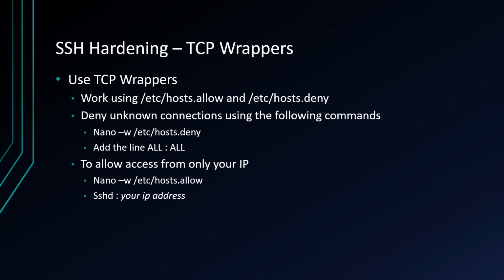And if you want to only allow, for instance, your own IP, we can use the same nano command and go into the host.allow file using nano -w /etc/host.allow. And then in that file, you'll add the line sshd : and then whatever your IP address is that you want to allow for SSH connections. So basically what this does is prohibit any attempt at an SSH connection unless it's originating from the specified IP address in the host.allow file.